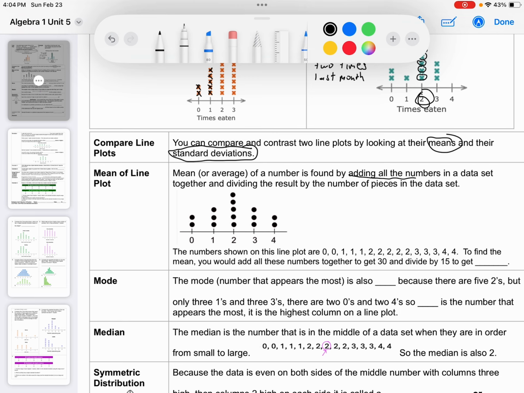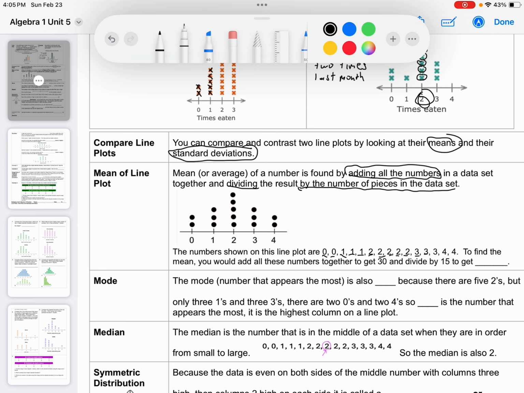So we're going to add all the numbers, and then we're going to divide by the number of pieces in the data set. Essentially, we're going to add all the numbers together and then divide by however many numbers there are. So for this one, we have 2 zeros. So here's 1, 2 zeros. We have 3 ones. So 1, 2, 3 ones. We have 5 twos. So 1, 2, 3, 4, 5 twos, etc.